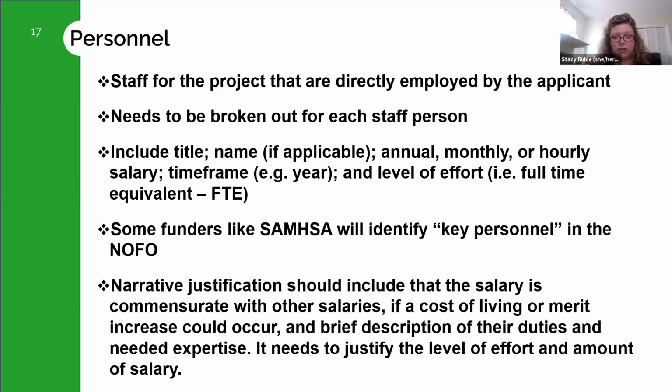Then for the narrative justification, you're going to want to point out that the salary is commensurate with other salaries. As I pointed out with the first example I gave, that is in line with other positions doing similar duties and similar management or supervisory duties. You're going to want to note if there's any sort of cost of living or merit increase that could occur, particularly when it's a multi-year grant, like the ones you're likely going to be applying for, and a brief description of their duties and needed expertise. In general, this justification needs to justify the level of effort and the amount of the salary.